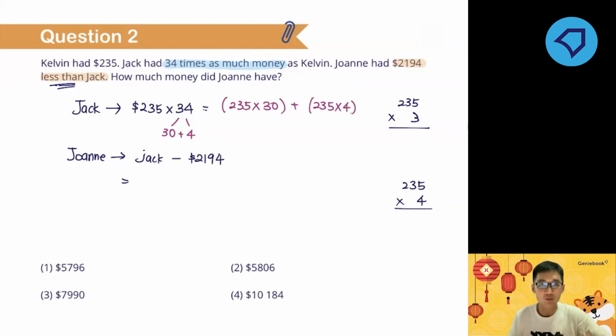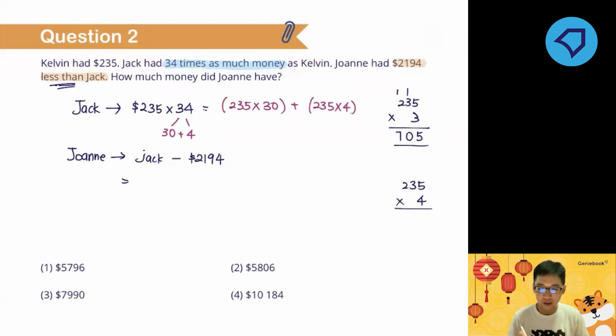Now let's take a look at the first part. All right, so we are supposed to multiply 235 by 34. So let's start by taking 235 times 30. Okay, so here we can do the 235 times 3 first. So 5 times 3 is 15. Now let's bring up the 1. Now 3 times 3 is 9. 9 plus 1 is 10. So put a 0 here and bring up the 1 here. Now lastly, 2 times 3 is 6. 6 plus 1 is 7. Now, this 705 is for 235 times 3.